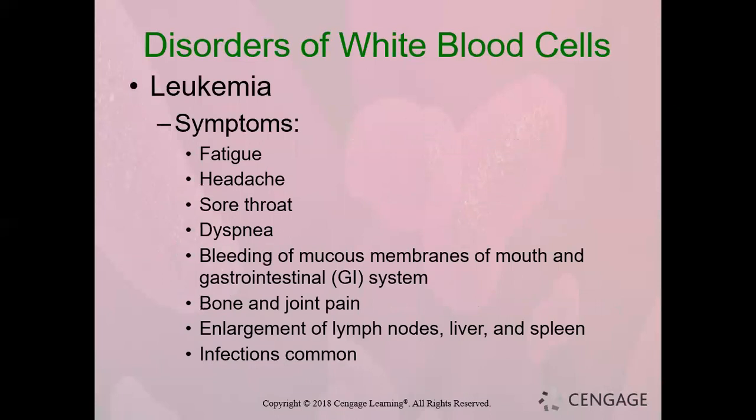They're going to have fatigue, headache, sore throat, shortness of breath. They might have bleeding from their mouth or their GI system, like in their stool. They're going to have bone and joint pain, enlarged lymph nodes, liver and spleen. All those blood-forming organs, again, are going to be enlarged, and they're going to have infections because, remember, our white blood cells are what help fight off infection. And so when we've got a bunch of immature ones running around that can't fight that infection off, we don't have enough of those grown ones that can actually figure out what to do.